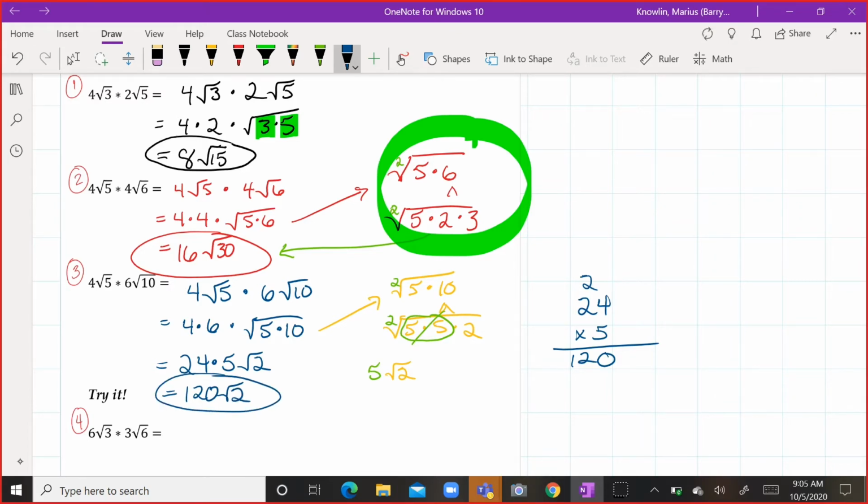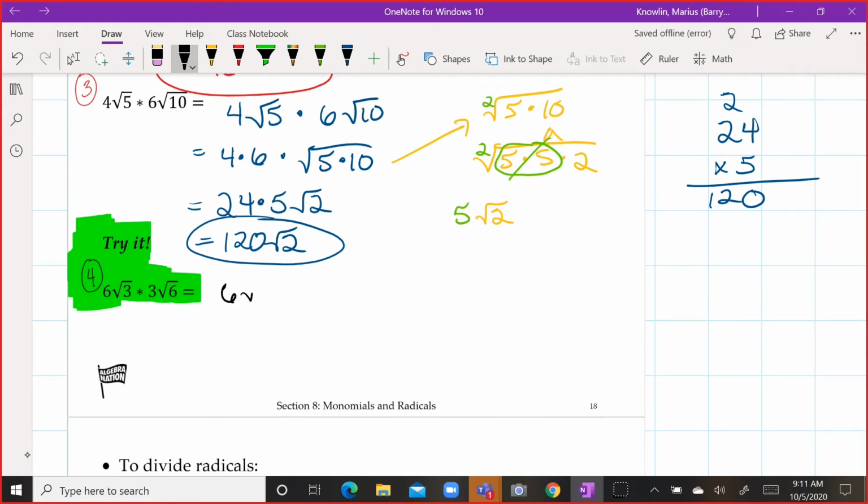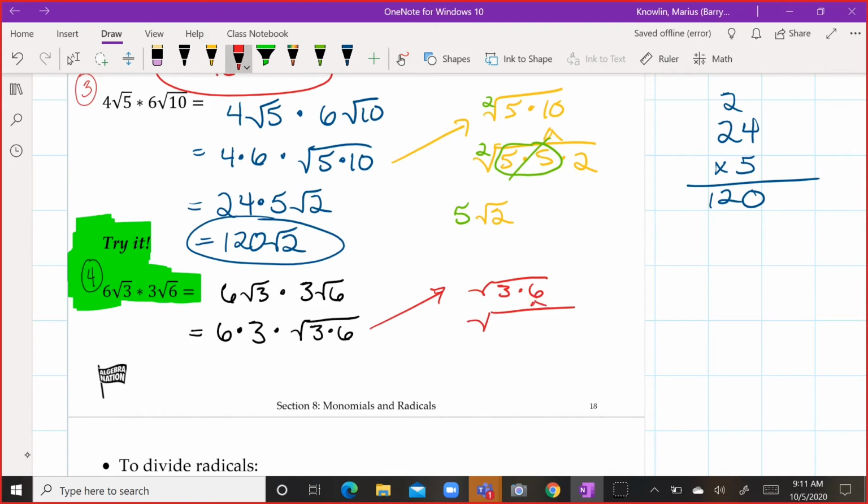Alright. So for number 4, we have 6 square root 3 times 3 square root 6. And when we regroup using the commutative property, that's going to give us 6 times 3 times the square root of 3 times 6. And what we're going to want to do over to the side is check to see if we can break it down. 3 times 6, we can break the 6 down into 3 times 2.